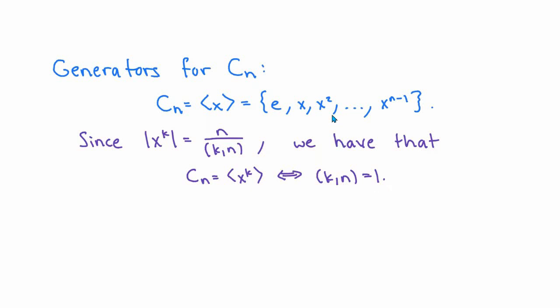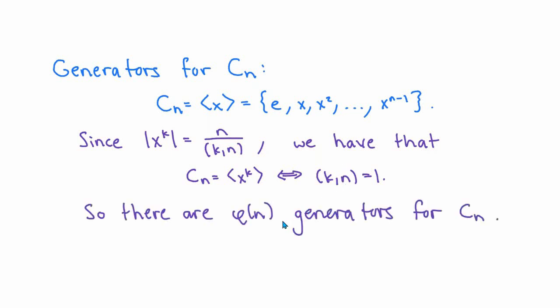So what does that mean about the question of how many generators there are for this group? Well, these are all the distinct elements of the group, and to figure out which ones are generators, we just need to look at all of the exponents from 0 up to n minus 1 and count how many of those are relatively prime to n. Well, we've talked about this before, and the number of integers from 0 up to n minus 1 which are relatively prime to n is what we call the Euler phi function of n. So the answer here is that there are exactly phi of n generators for the cyclic group of order n.